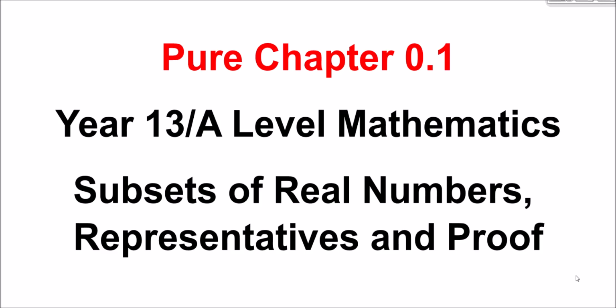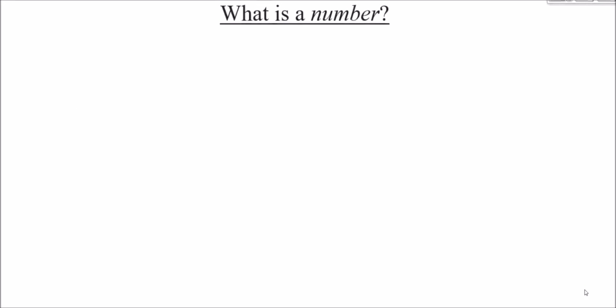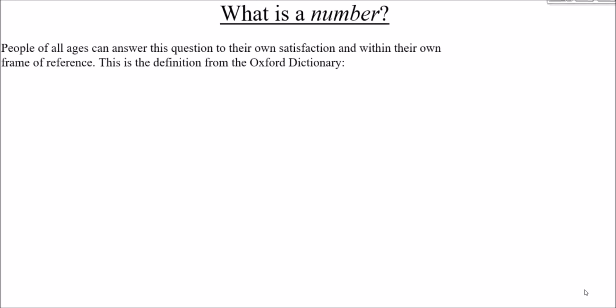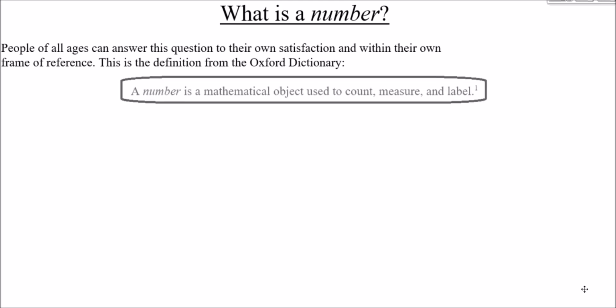Let's talk about our current number systems. Importantly, a very obvious question: what actually is a number? Well, people of all ages can answer this question to their own satisfaction and within their own frame of reference. So the below definition has just been pulled from the Oxford English Dictionary. So a number is just a mathematical object used to count, measure, and label.